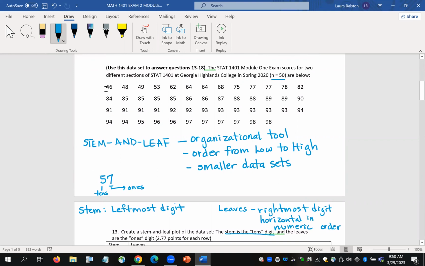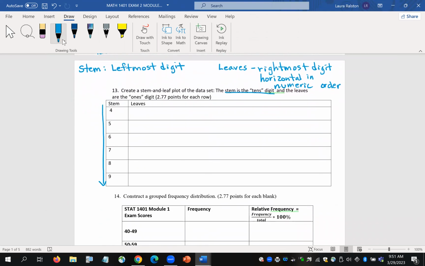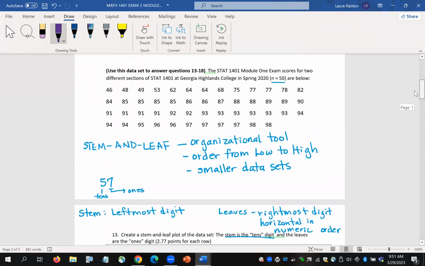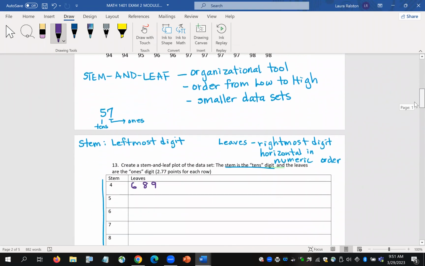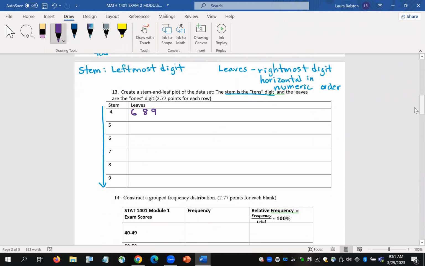So I notice for the 40s, I have the numbers 46, 48, 49. So I would write, let me change colors. Okay, here's my 4. So I would write 6. That's the number 46. Then I would write 8, 48. And then I would write 9, 49. Then I do the 50s. I have 53. So I have 5 and then a 3 for 53.